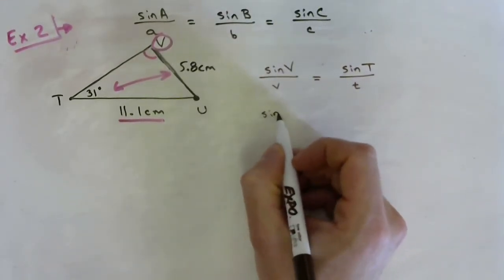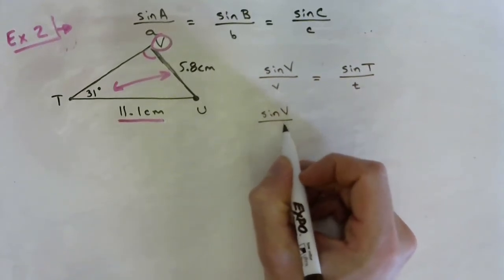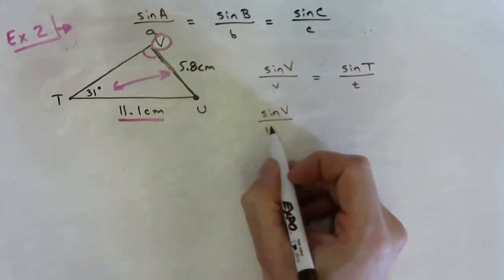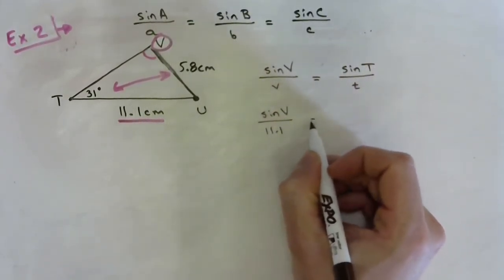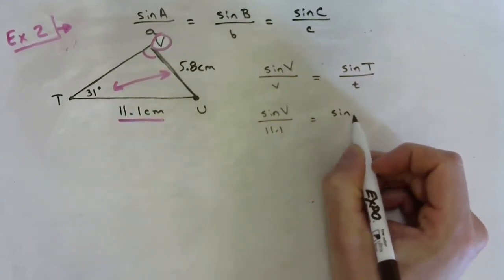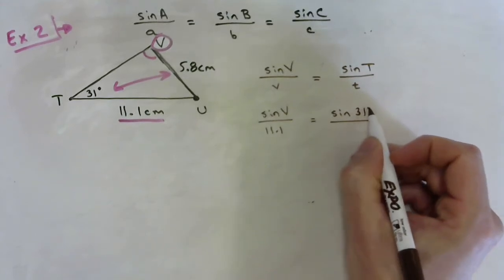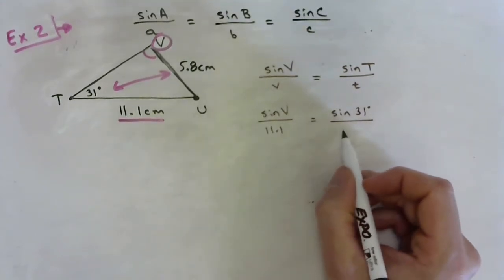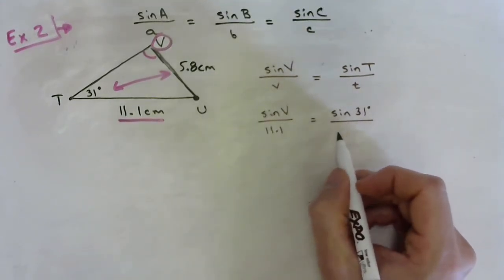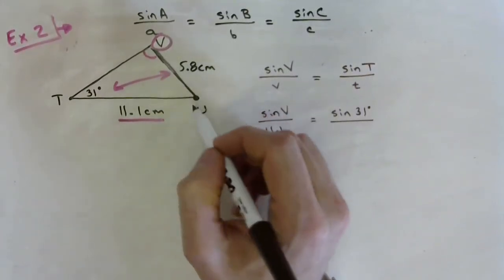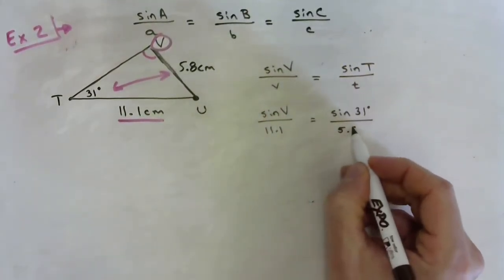The numerator I don't know anything about, so I leave V there. That's what I'm trying to find out. The length V is 11.1. Then with my T's, in the numerator, the sine of angle T, they gave me that in the word problem. That's 31 degrees. That's going to be over the side length T, which is right here. It's the line segment UV, it's 5.8.